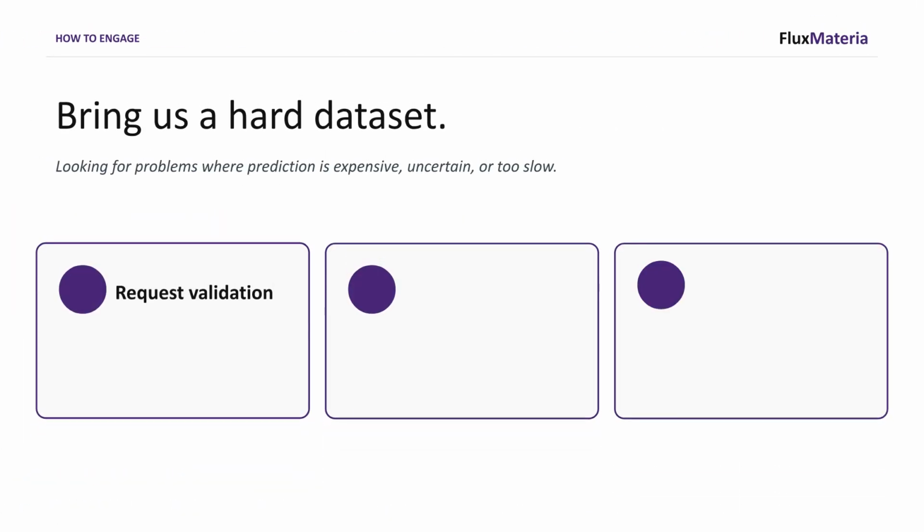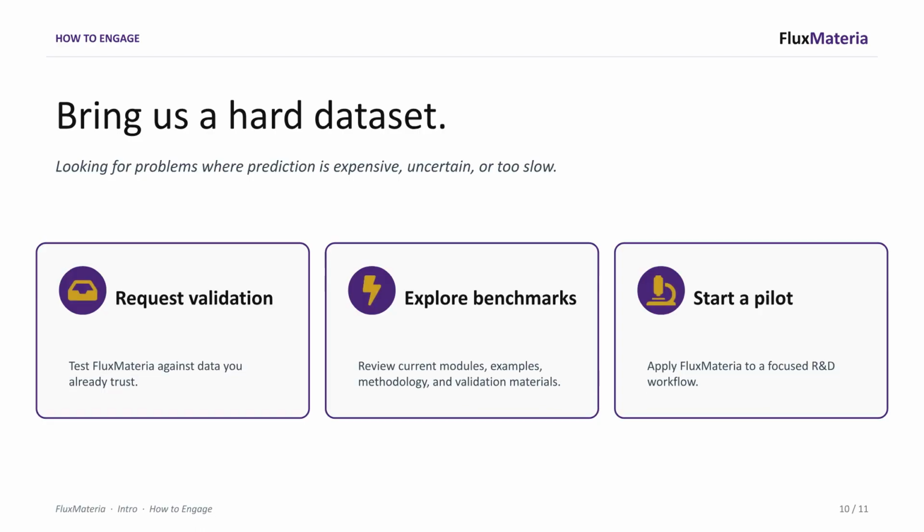We invite you to bring us a hard data set, looking for problems where prediction is expensive, uncertain, or too slow. You can request validation, explore our benchmarks, or start a pilot in a focused R&D workflow.